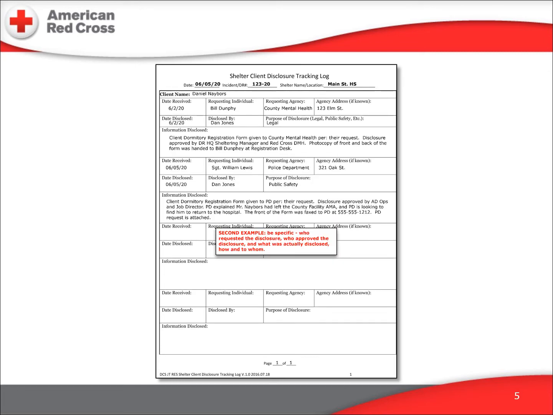Once a client disclosure tracking log is started, subsequent requests and disclosures should be added to the same page. One caution regarding the information disclosed box: be as specific as you can. Include the names and agencies or companies of all people with whom you have conversations about the disclosure, and details of the events that the requester described to justify that disclosure. And finally, make absolutely sure that you include the name of the person who authorized you to disclose the information.